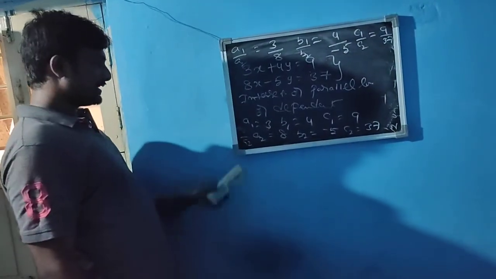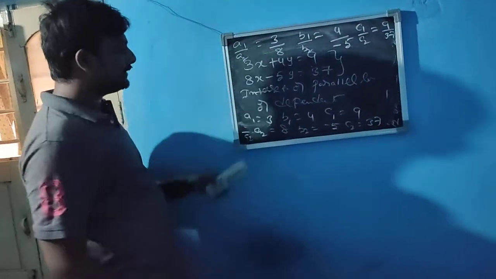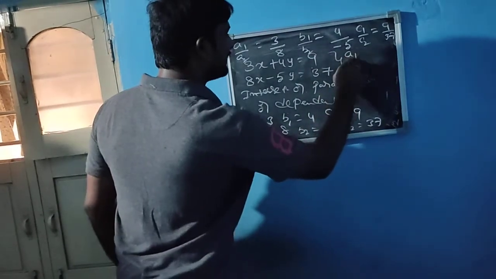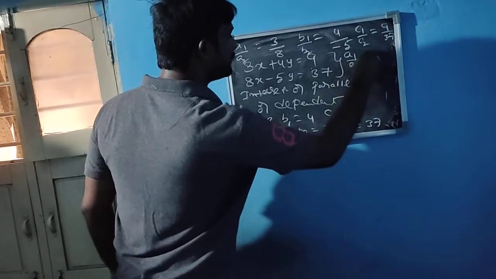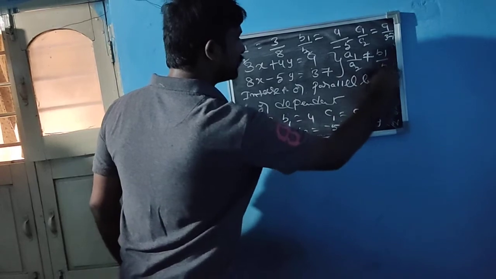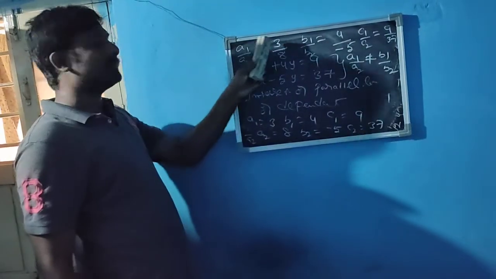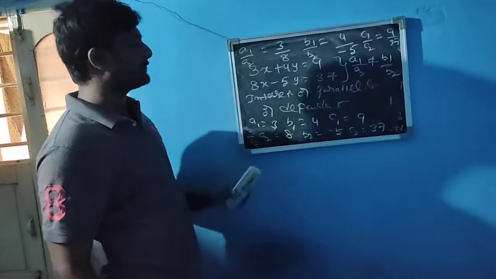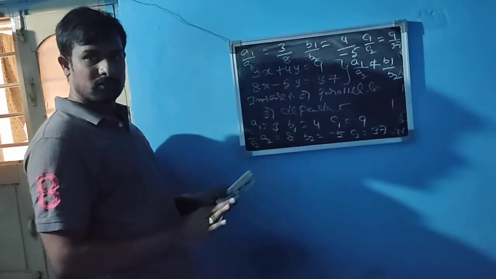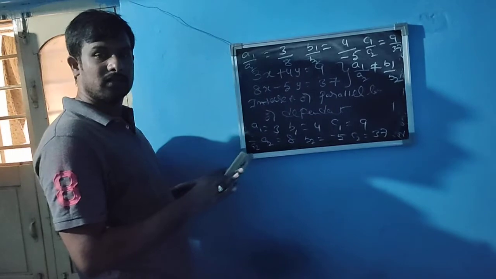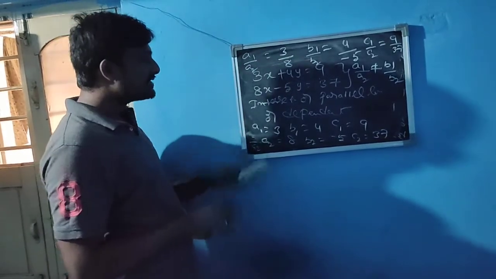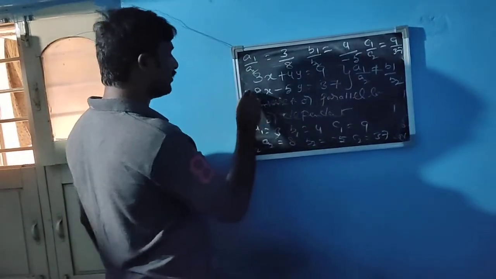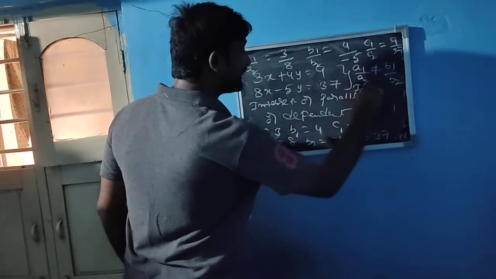So in this, what did you observe? a1 by a2 is not equal to b1 by b2. Yes or no? a1 by a2 value is 3 by 8, b1 by b2 value is 4 by minus 5. These two are not equal. That's why these are what type of lines? Intersecting lines.